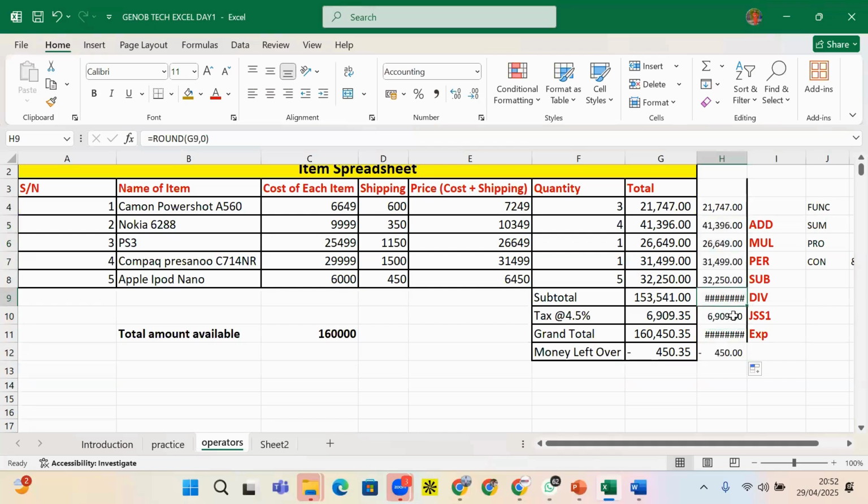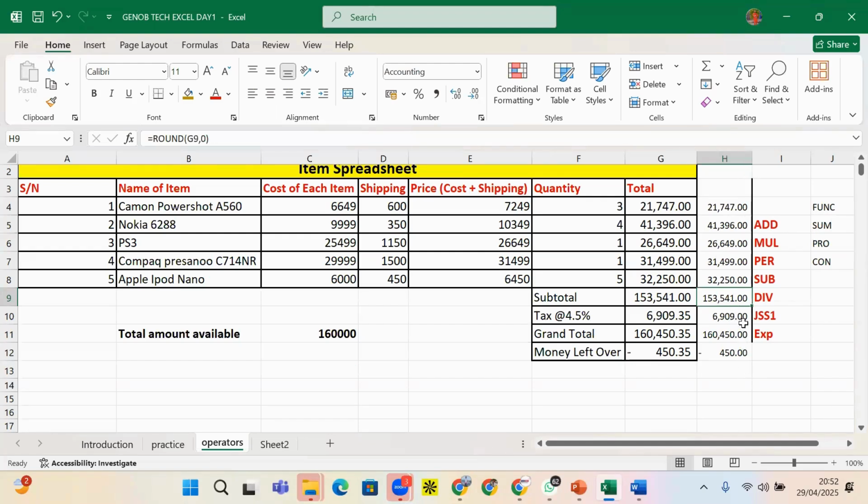Right? Why is this one showing me hash hash? Who can tell me? The number is too much to be accommodated on that. Thank you, sir. God bless you. The numbers are too much. The digits, the values are more than what? Are more than the cell. Are bigger than the cell. So I double click to get the space here.